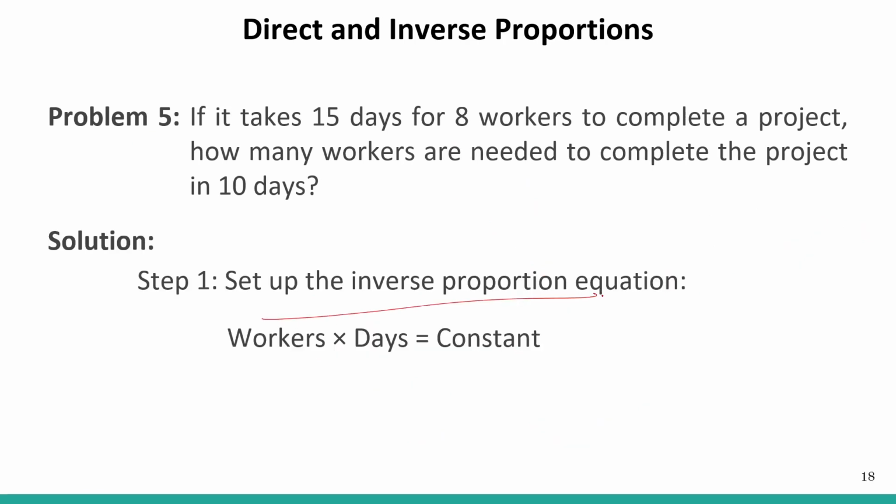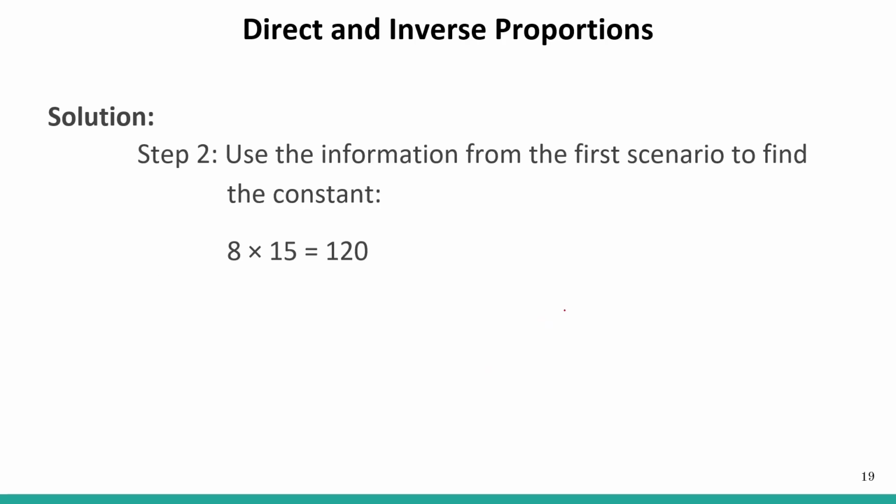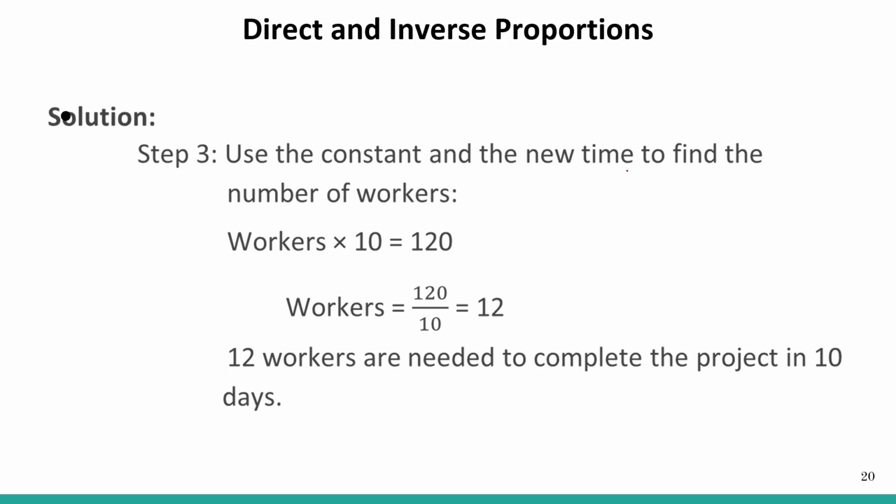So setting up the inverse proportion equation: workers into days is equal to a constant, as we have previously seen. Using the information from the first scenario to find the constant, 8 into 15 is equal to 120. Then using the constant and the new time to find the number of workers: workers into 10 is equal to 120. So workers is equal to 12. That is the number of workers needed to complete the project in 10 days.